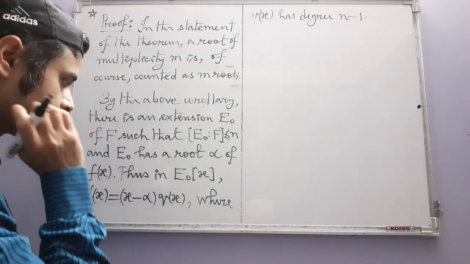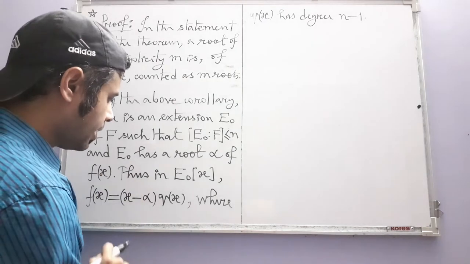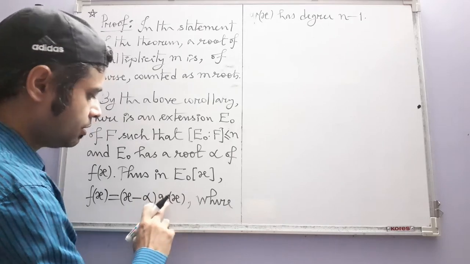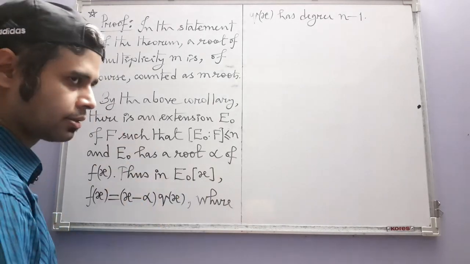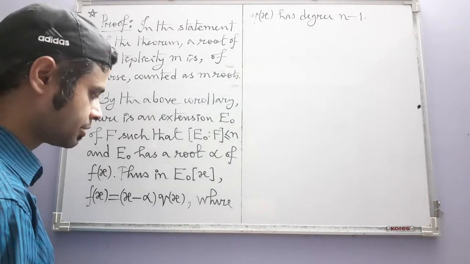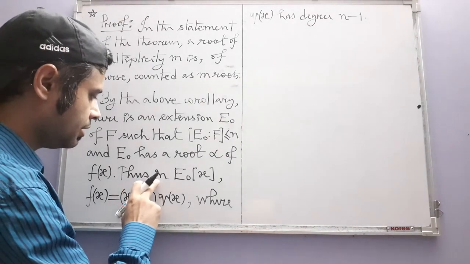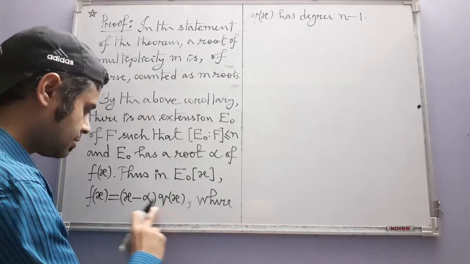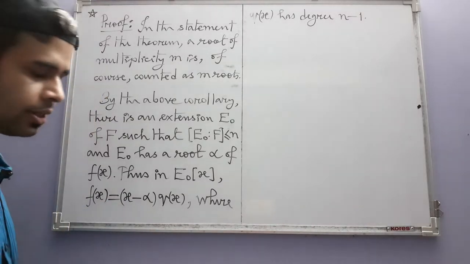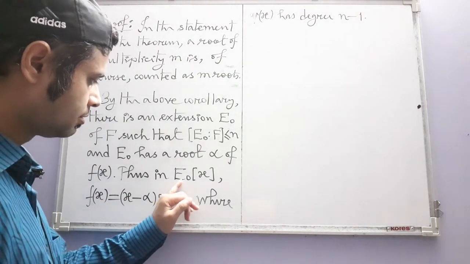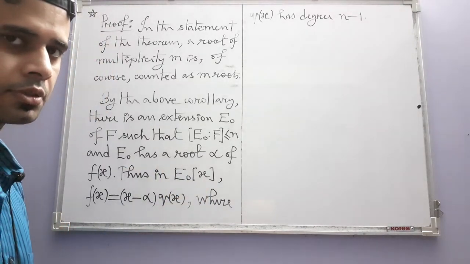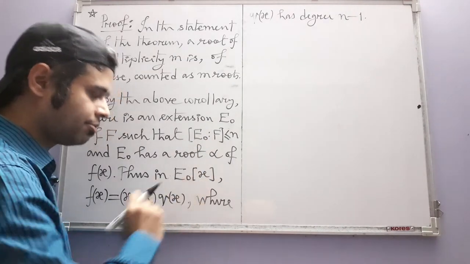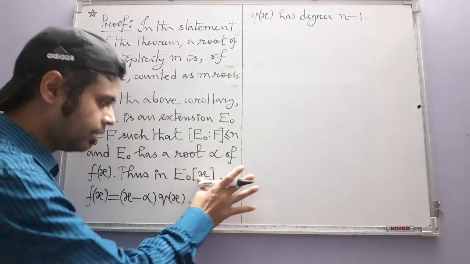Now the little thing I was talking about is that the author has not mentioned explicitly that q(x) is a polynomial in E naught[x]. But he has actually mentioned that in a slightly different manner. He has written "in E naught[x]". That itself means that in E naught[x], this is a factorization of f(x). And that is why q(x) is coming from here. q(x) is not necessarily coming from the polynomial ring F[x]. It is coming from this slightly larger polynomial ring.